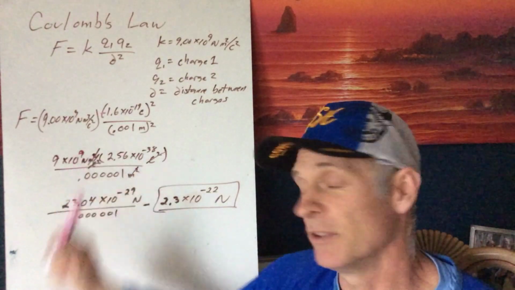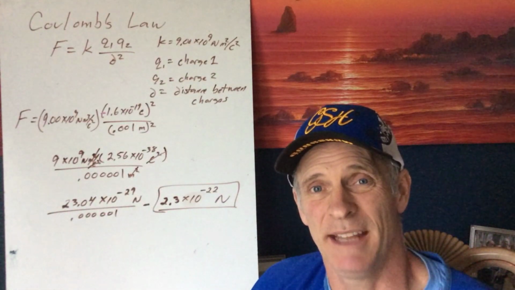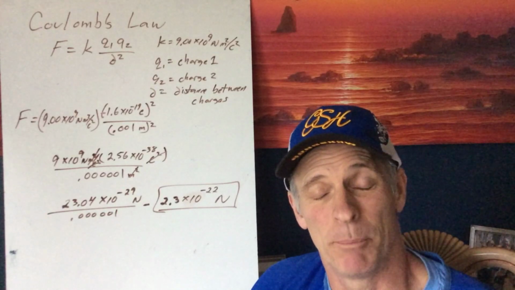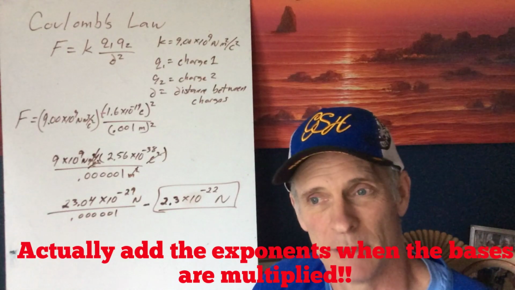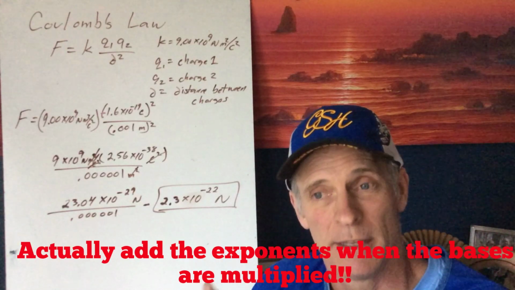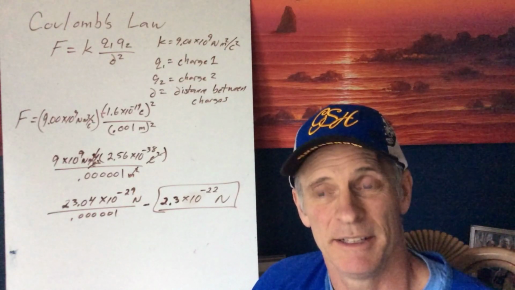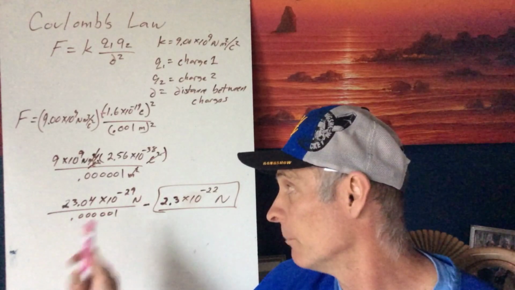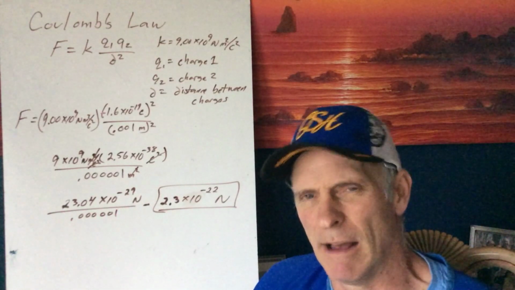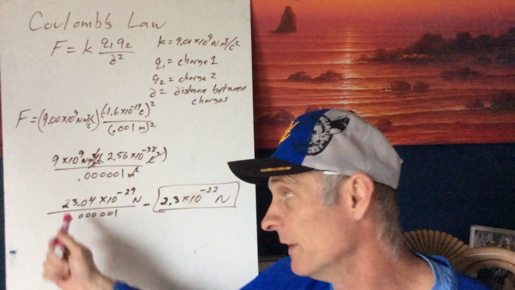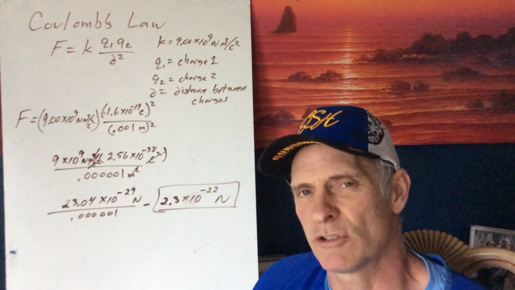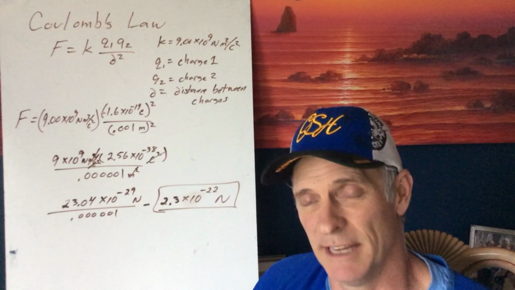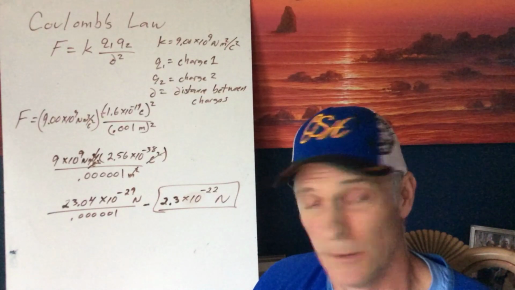But 10 to the negative 38 multiplied by 10 to the ninth, you're supposed to add the exponents when you multiply the base of 10. So negative 38 plus 9 is negative 29. So I'm pretty close to that. Now obviously your calculators would give you that in real scientific notation. And that's okay. Just make sure you can do it a little bit in your head to get an idea of what the answer should be around.